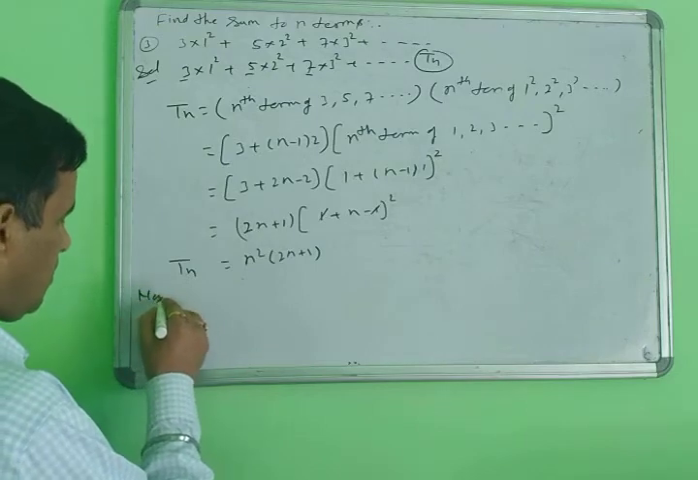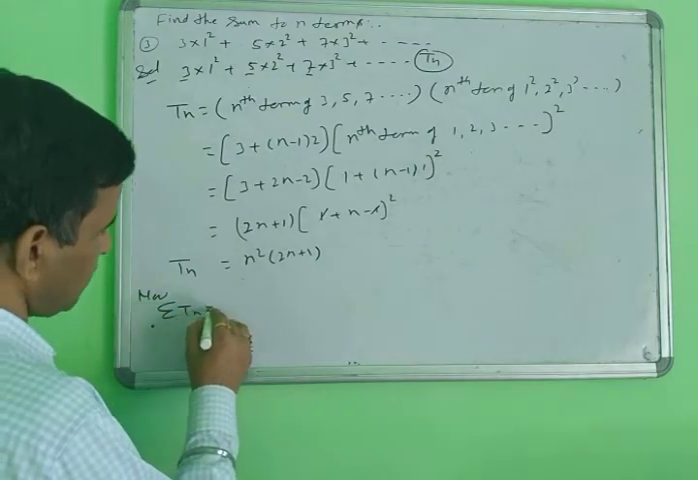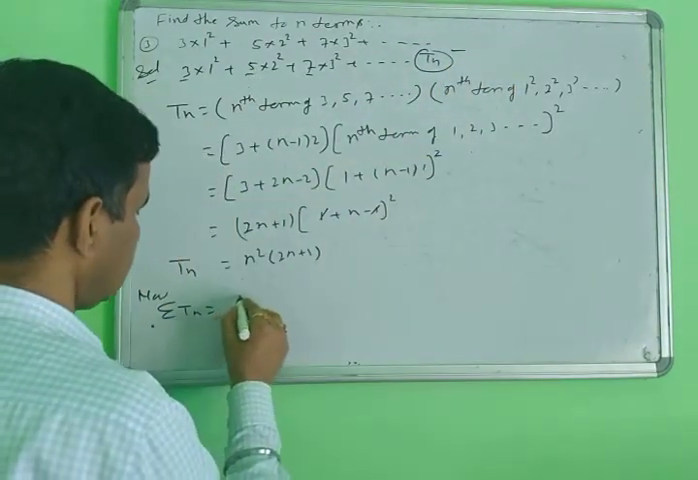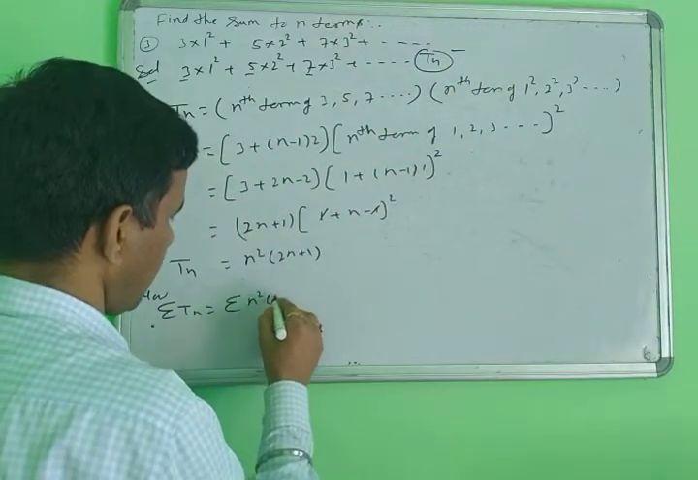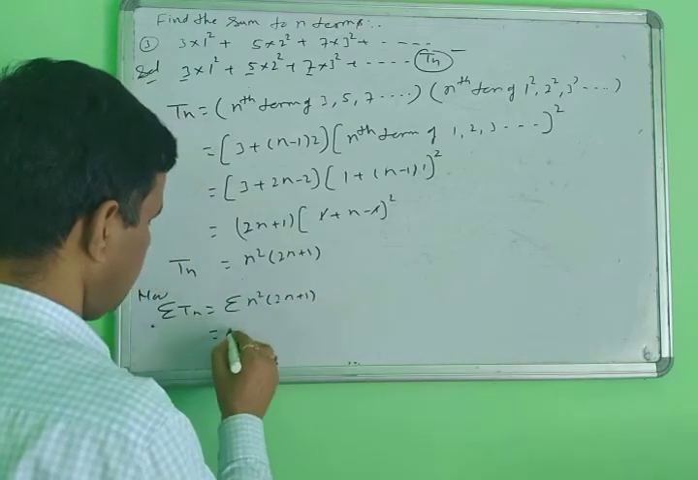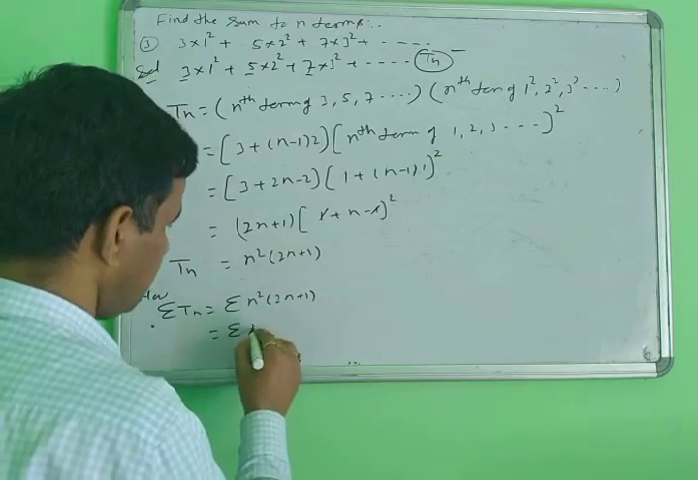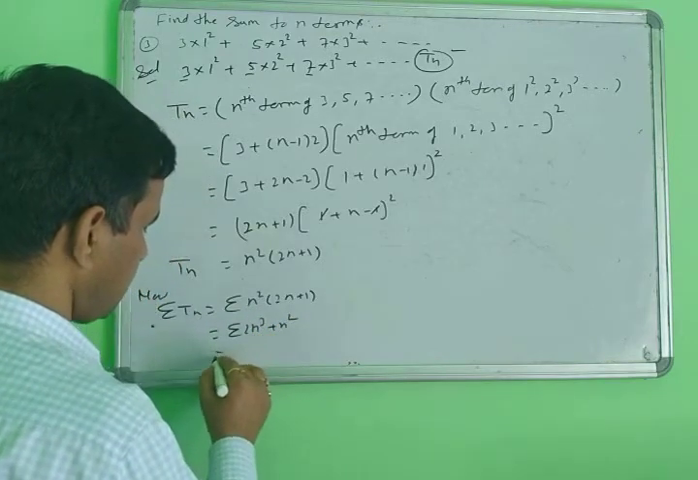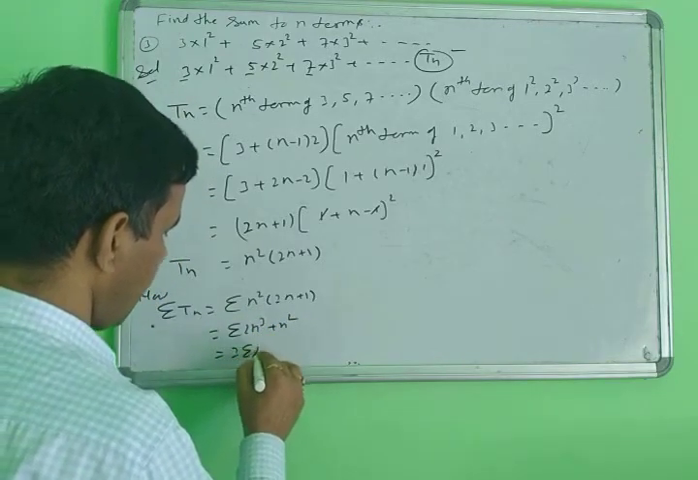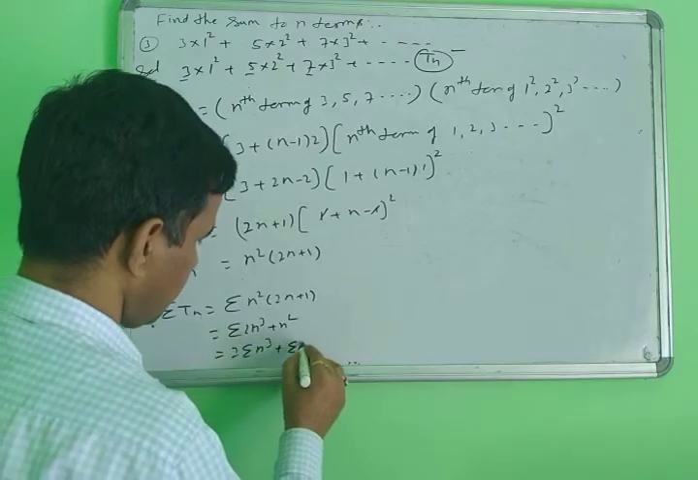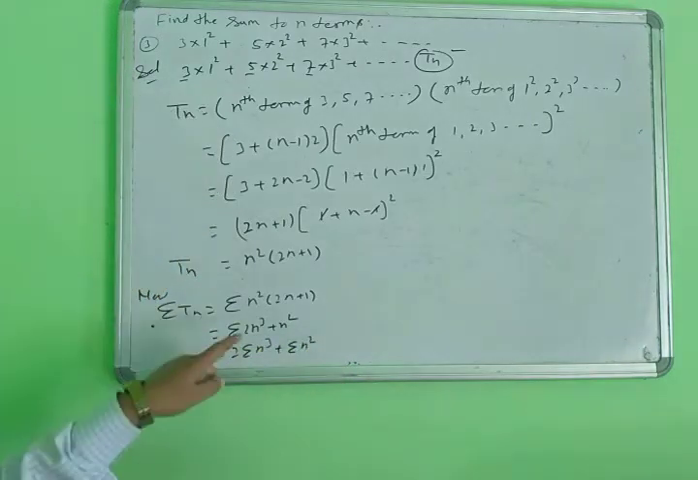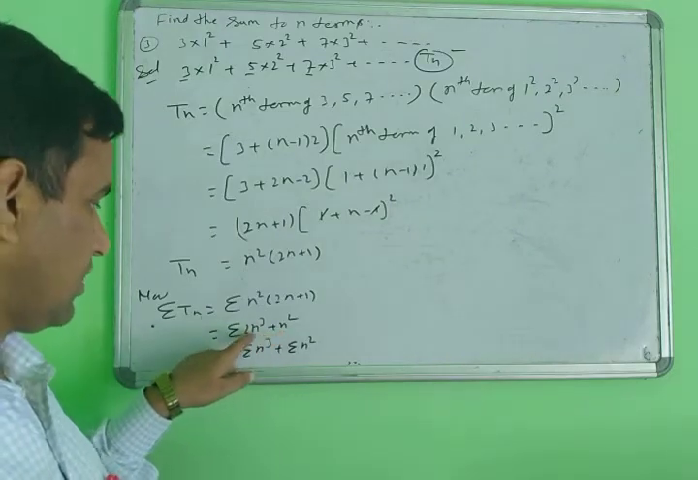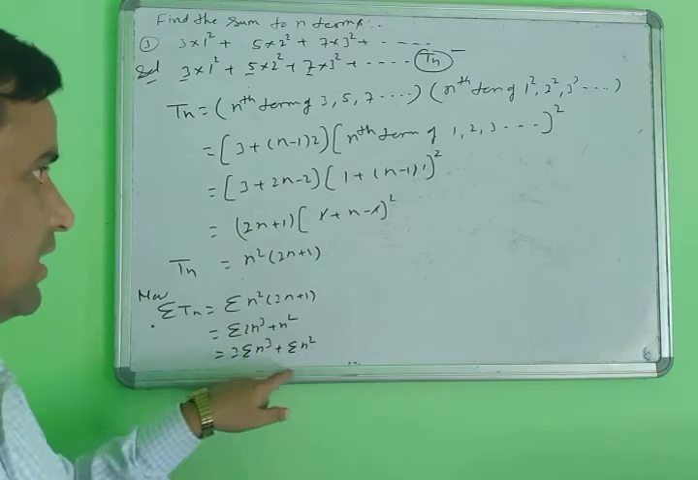Now sigma Tn equals the sum of the n terms of these values. Then you can write sigma n square times (2n plus 1). Then multiply: 2n cube plus n square. Then you can write 2 sigma n cube plus sigma n square, separating both the series. Sigma 2n cube plus sigma n square, different series. Then you will separate them, then you add.